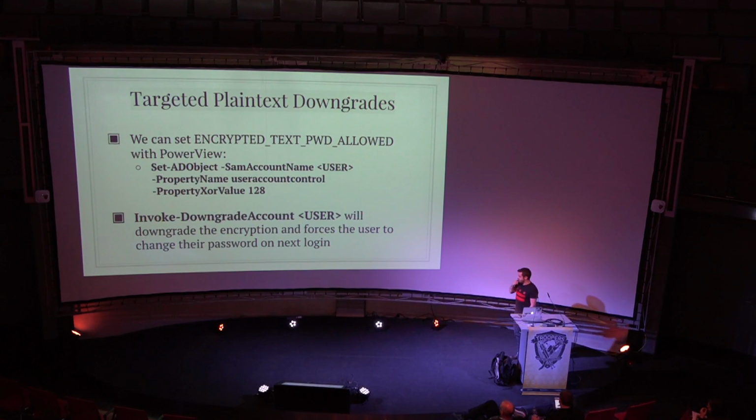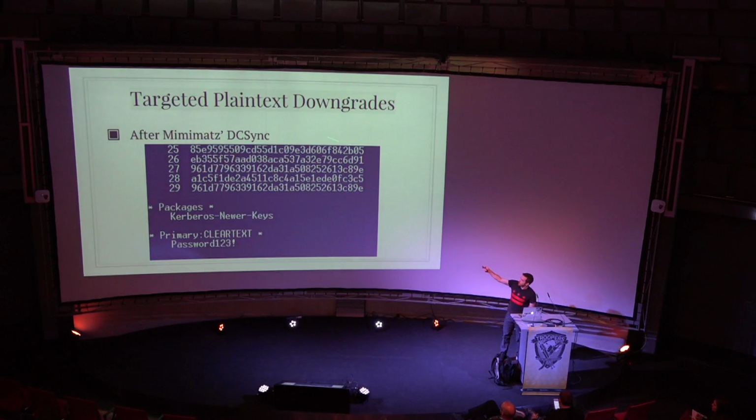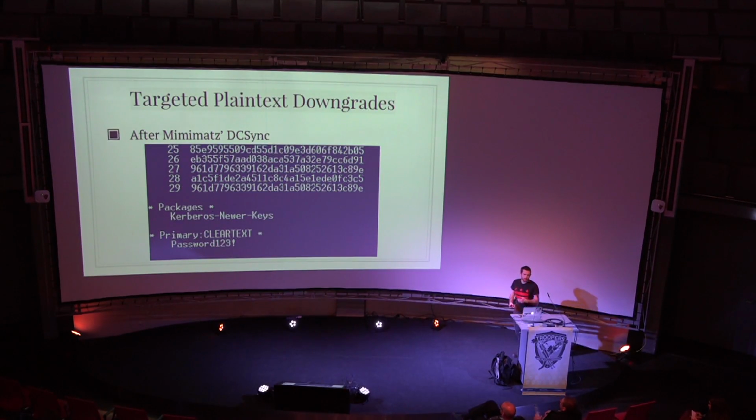Taking it one step further, in PowerView, if you do Invoke-DowngradeAccount with the username, it'll downgrade the encryption, set the reversible encryption flag, and force the user to change their password on next login. If you run this, then you can go back and DCSync, and you can get the cleartext password for that particular user in a really targeted manner by just modifying the ACLs on one or two people. So it's useful if you have a SQL admin or something like that, or if admins are using a jump box through RDP that you want access to.